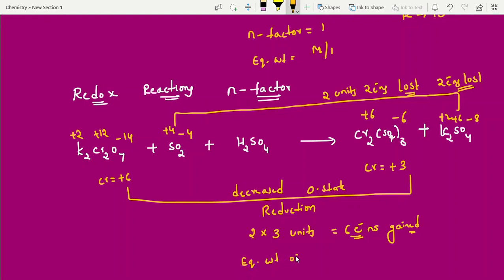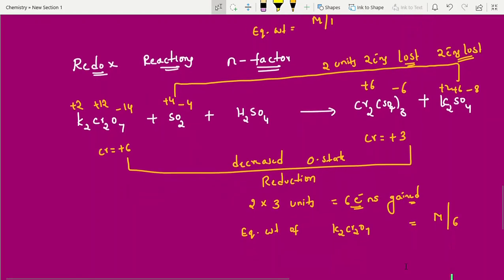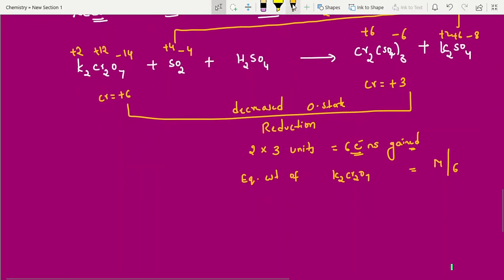Equivalent weight of potassium dichromate in acidic medium: what is this? M by 6. Already we have calculated, right? Now next one, equivalent weight of SO2, how much? M by 2. That's it. Clear? Redox reactions we have to do separately like this. Now all models I am covering.